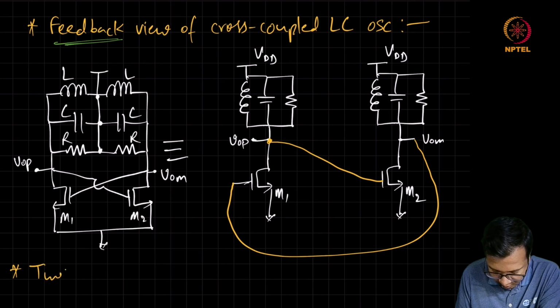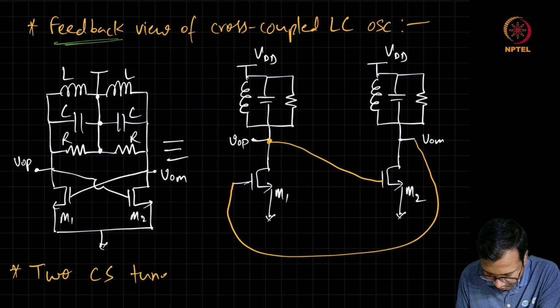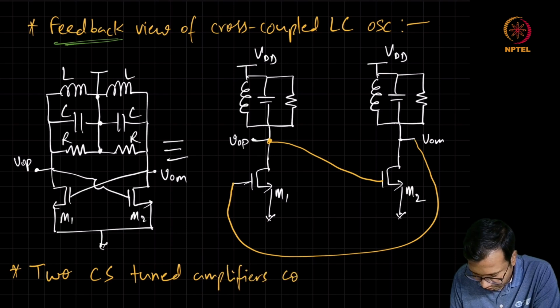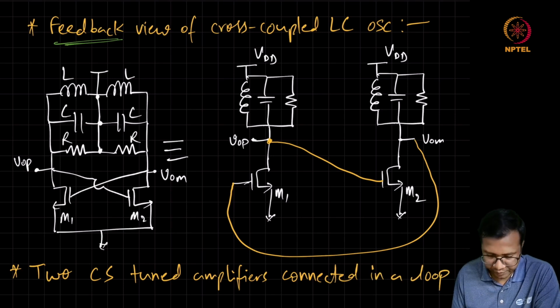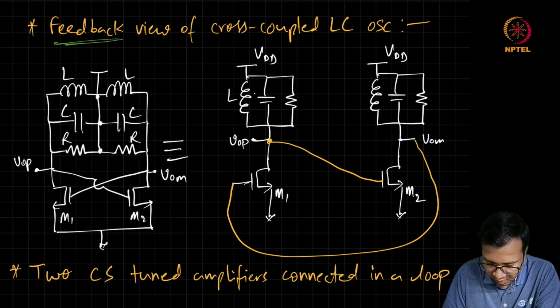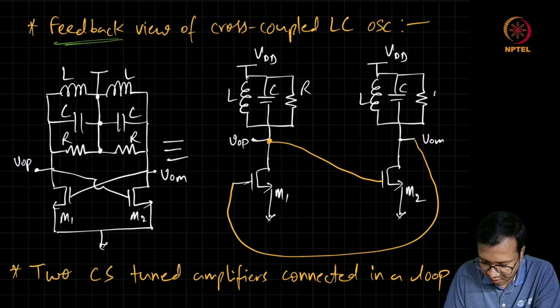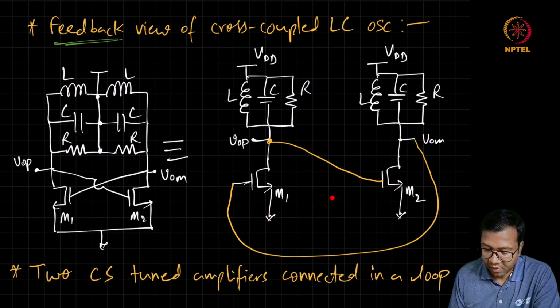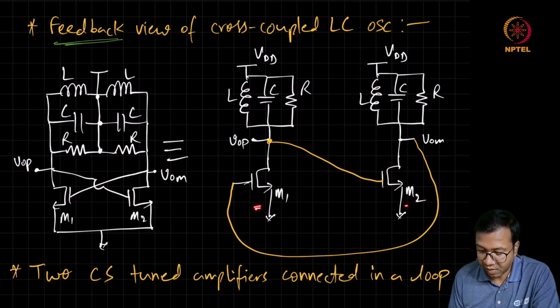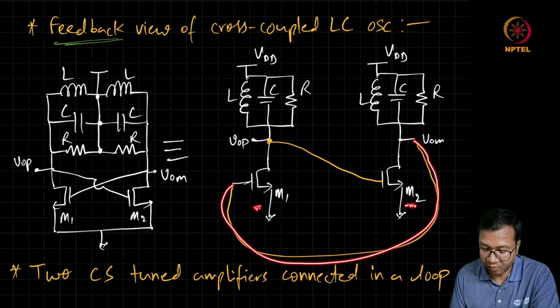These are two common source tuned amplifiers connected in a loop. Okay. Here LCR, LCR. So now we can see that this looks like a feedback system where we can think of these two stages as the forward path in a feedback system, and the output is going back to the input.